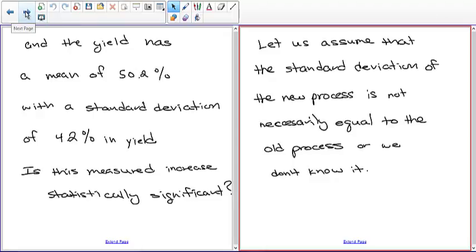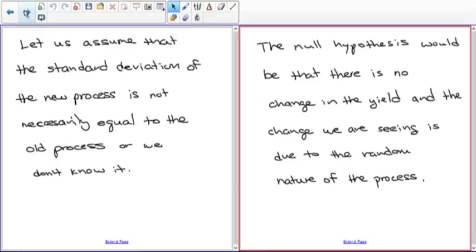But like I said, I'm just trying to give you a feel for the general kind of idea process you would do. So in our case, the null hypothesis would be that there is no change. Remember, null hypothesis means no change. We're hoping there is a change, so hopefully we can reject the null hypothesis and say there is a change.